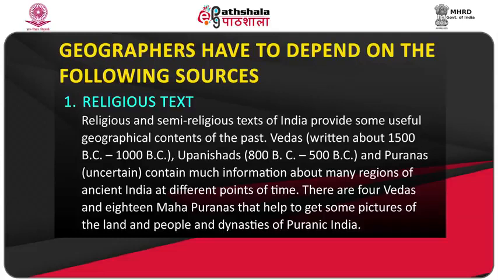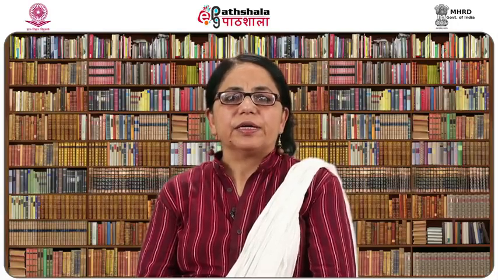Vedas, which were written about 1500 BC to 1000 BC, the Upanishads 800 BC to 500 BC, and Puranas, which is uncertain, contain more information about many regions of ancient India at different points of time. There are 4 Vedas and 18 Mahapuranas that help to get some picture of the land and people and dynasties of Puranic India. In his colossal work on the geography of Puranas, S.M.